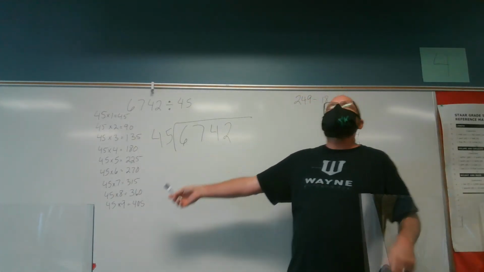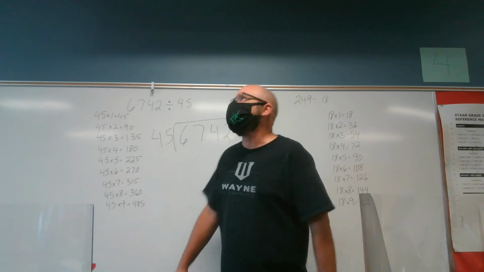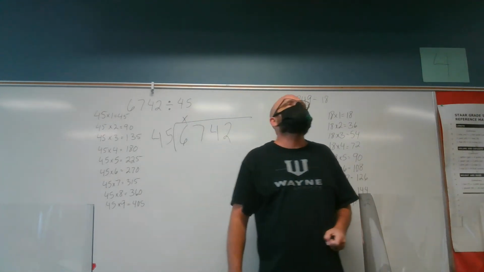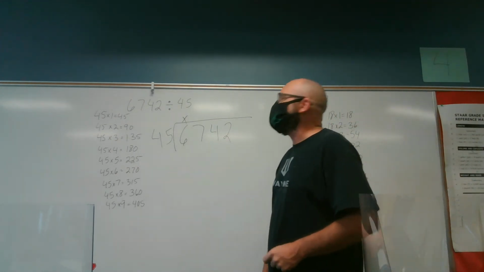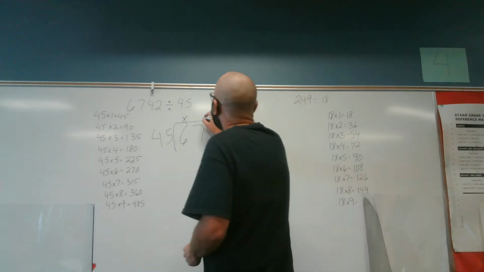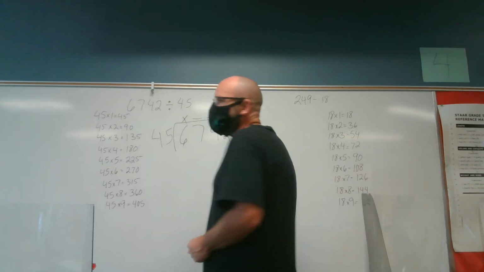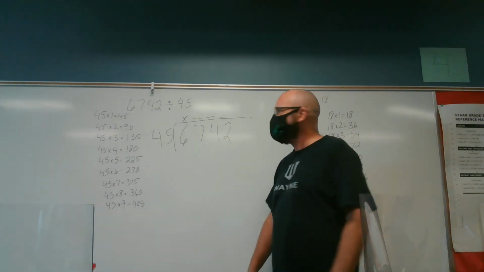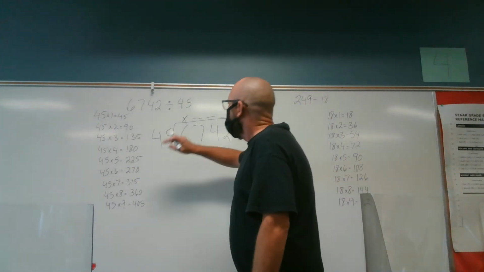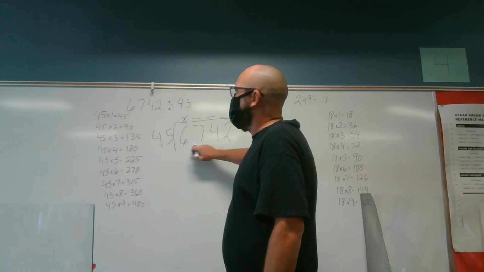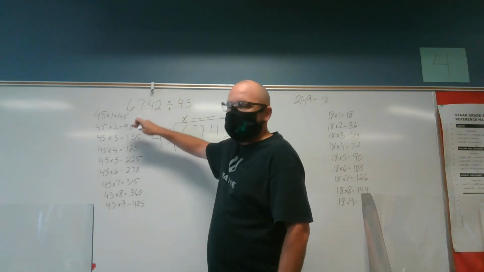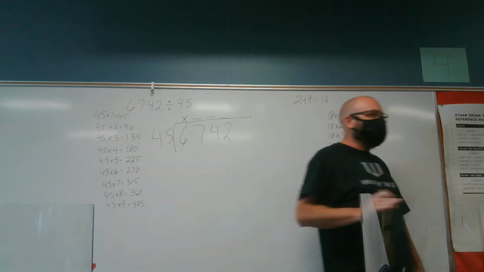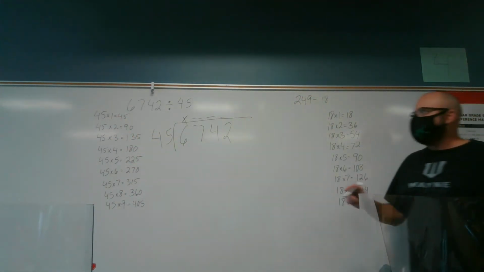Now, I ask myself, self, will 45 go into 6? Myself says? No. I ask myself, self, will 45 go into 167? Myself says? Yes. So I'm going to have a 3-digit quotient. Does it have a remainder? Maybe, I don't know. Does 45 go into 67? We already said yes, so now I go look at my multiples. 45, 90, 135. Oh! 90 is too big, so it must be 45 times 1, which is 45.